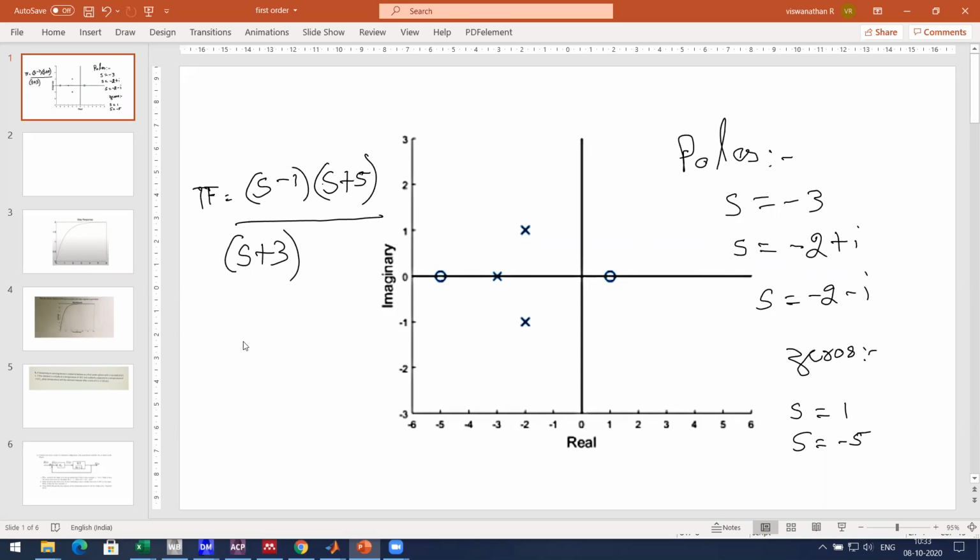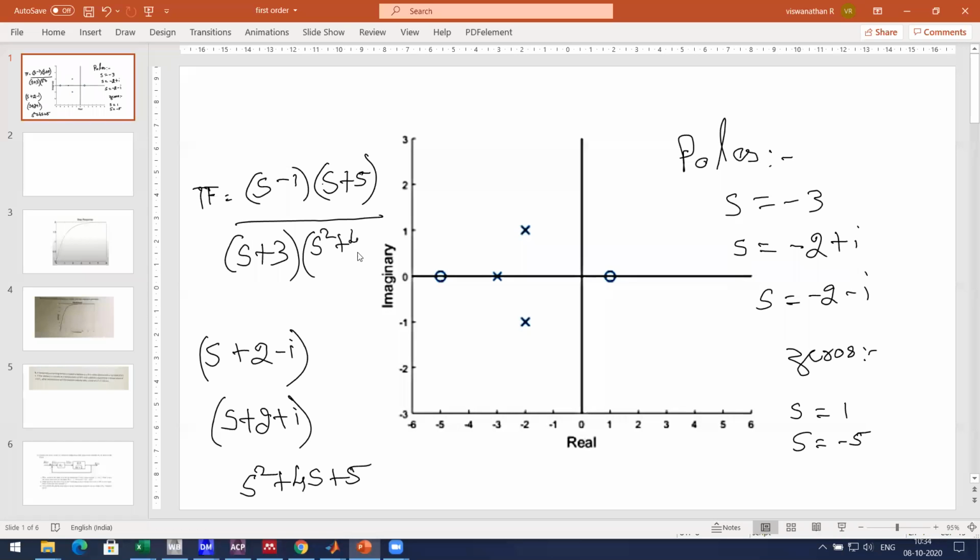And how do you do this? So you have to multiply. So this would be what? S plus, first one, it is S plus 2 minus I multiplied by S plus 2 plus I. Okay, if you multiply this, you get S square plus 4S plus 5. Okay, so this would be S square plus 4S plus 5.